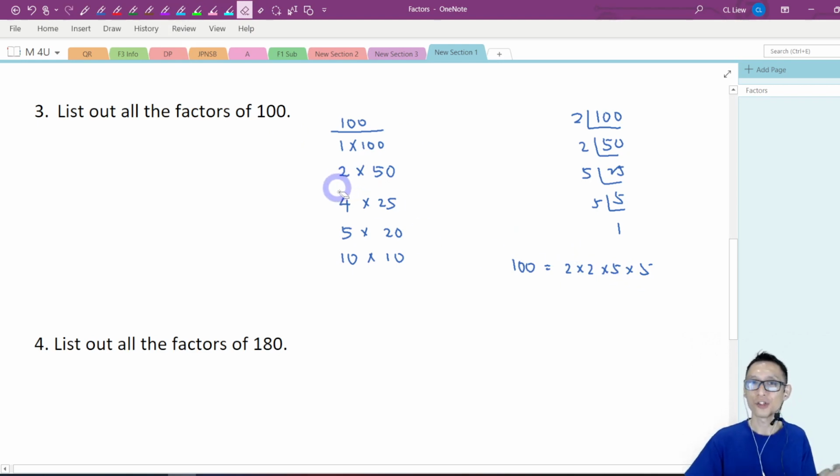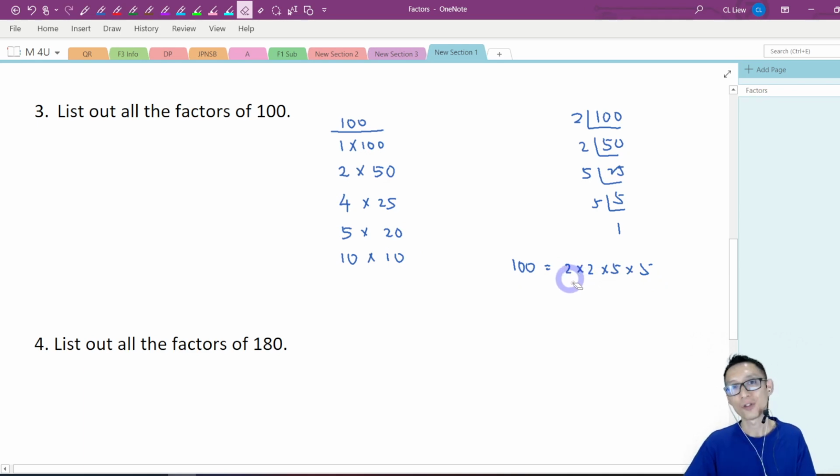Now 3. Is 3 a factor of 100? We don't have to test. Just by looking here, we know 3 is not a factor of 100. You don't see any 3 here. So 4. Is 4 a factor of 100? You might say no, because teacher, I don't see any 4 here. Therefore 4 is not a factor of 100.